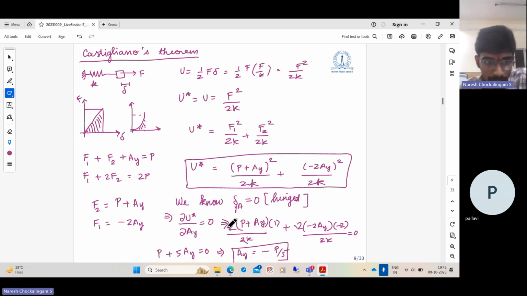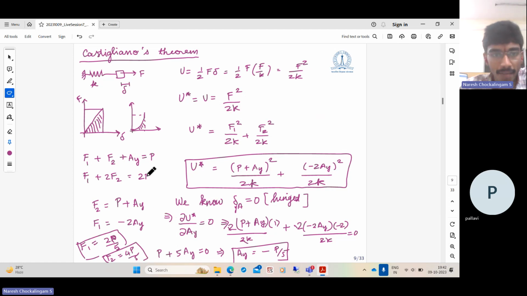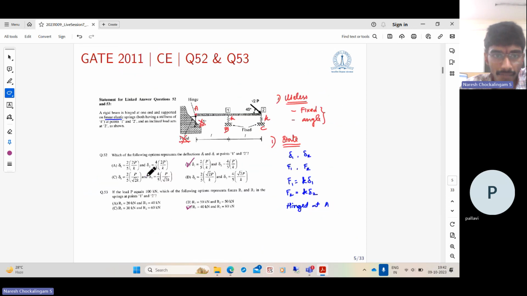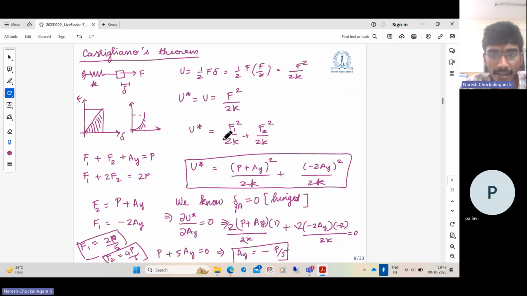Now that's all. So what is F1? F1 is equal to minus 2Ay, so it is nothing but 2P by 5. And F2 is equal to P plus Ay, which is 4P by 5. Now substitute P is equal to 100 kilonewtons. In one step, you have got the answers. So 2 into 100 by 5 is 40 kilonewtons, and 4 into 100 by 5, 400 by 5, is 80 kilonewtons. So we get the same answers by Castigliano's theorem and by equilibrium. So I hope this is clear.